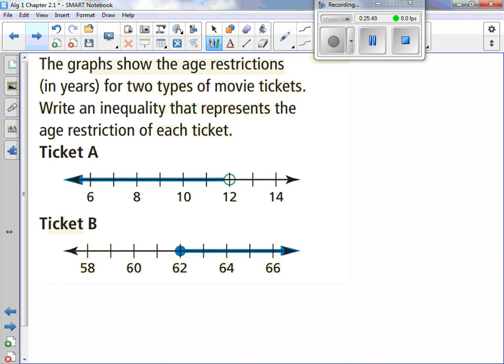The graph shows the age restriction in years for two types of movie tickets. Write an inequality that represents the age of each ticket. We'll call age A. So here, we're looking at 12, yes? A would be what? Greater than or equal to, less than or equal to, greater than or just less than? Less than 12, yes? A would be less than 12, because we're talking about all the numbers that are decreasing going this way.